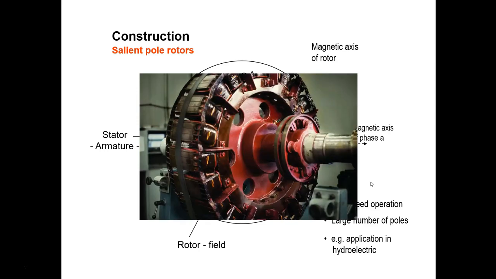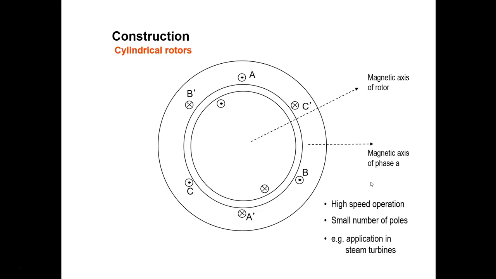This is an example of a salient pole rotor under construction. These are the faces of the salient poles and their respective windings. The second type of rotor construction is what we call the cylindrical rotor. In the cylindrical rotor, the air gap is uniform.